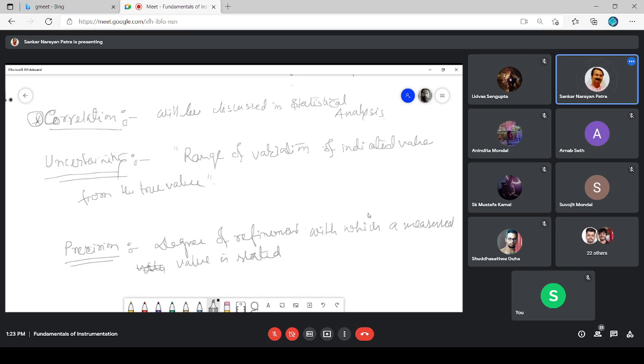Get my point? Yes, sir. Can you explain it? The precision is basically the repeatability, as in the number of times we measure it, every time the same value should come. Not only repeatability, it is the exactness of the repeatability. I mean, repeatedly I will do the same work, but I will produce the same output.